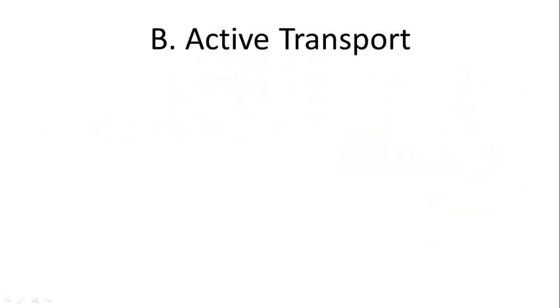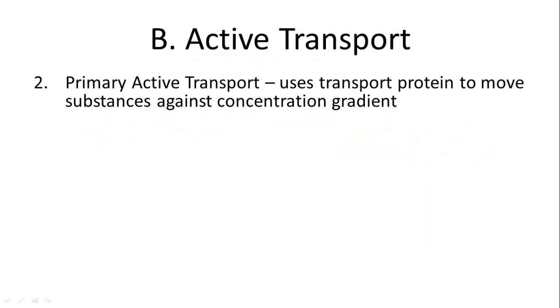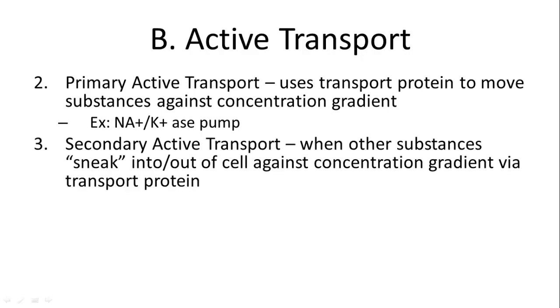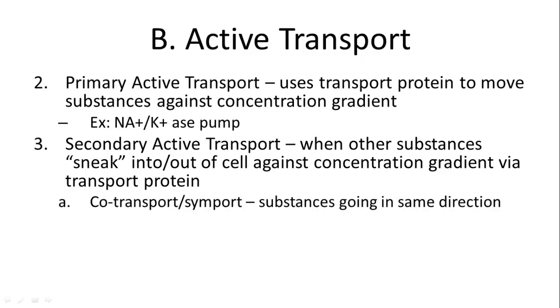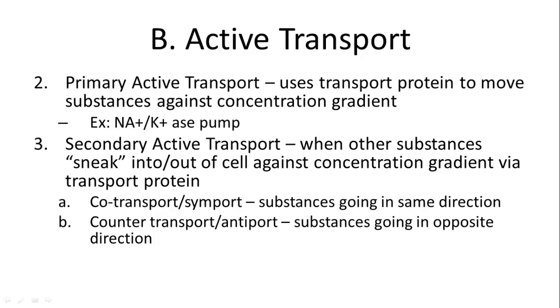All right, we have a couple other ones. Primary active transport is where a transport protein, which needs ATP in order to work, moves substances against the concentration gradient. We already talked about one of these, the sodium-potassium pump. You can also have secondary active transport, where two substances move at the same time through a channel protein against its concentration gradient. And if they're going in the same direction, it's called cotransport or symport. And if they're going in opposite directions, it's called countertransport or antiport.